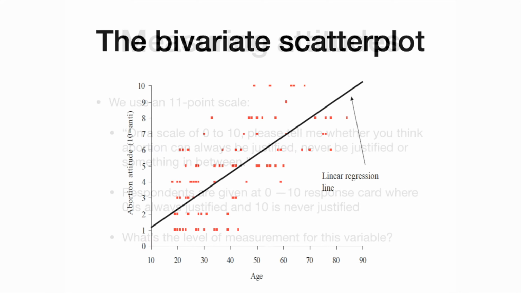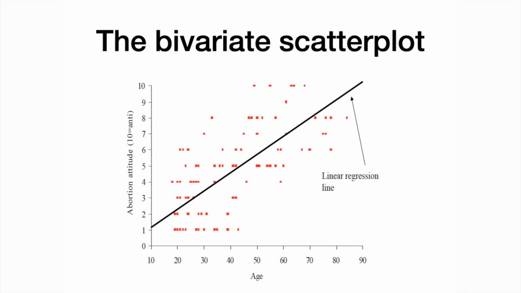And so here you can see on your screen what we call a bivariate scatter plot, where we're looking at attitudes towards abortion. That's on the y-axis running up. We've got 0 to 10, and we've got age in 10-year increments, which is fine. We've got equal intervals between them, going between 10 and 90.